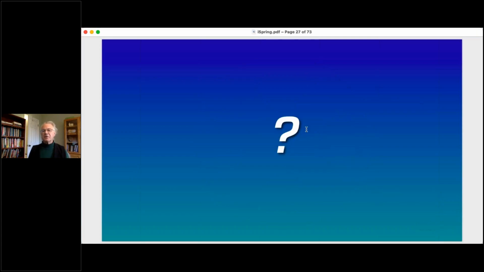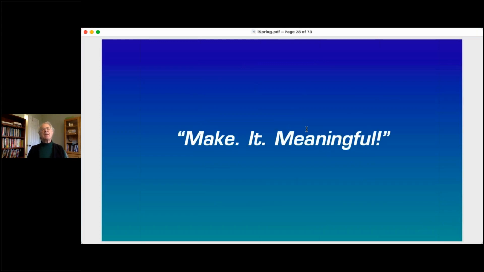So I was looking for a better term. What could we possibly do? And that's where I came up with this, make it meaningful. In fact, I'd like this to be a mantra for you to think, how do I go beyond just tarting it up and adding points because I can't figure out any way to make it engagement? How do I make it meaningful?